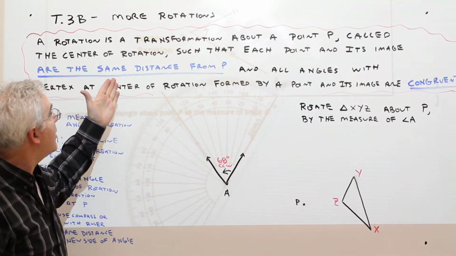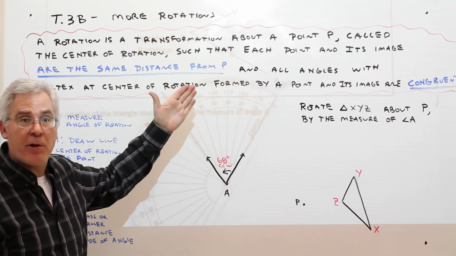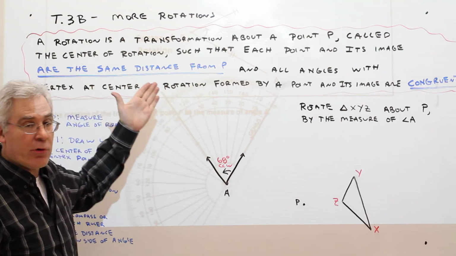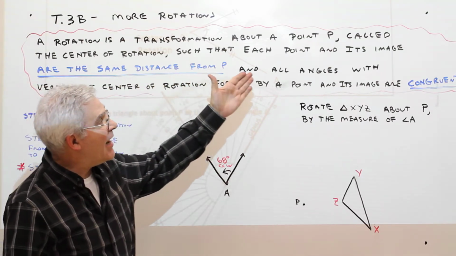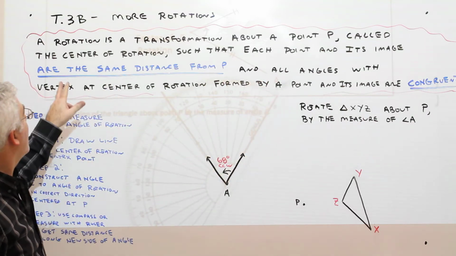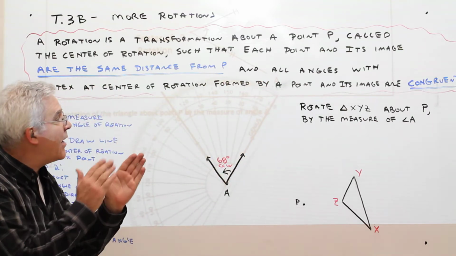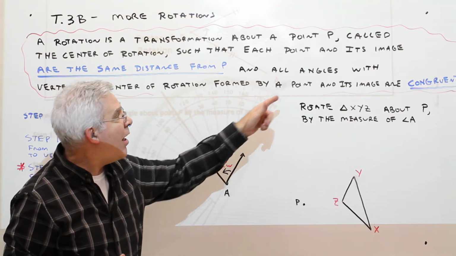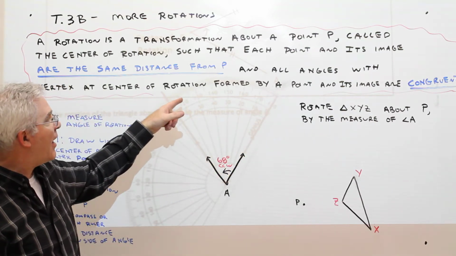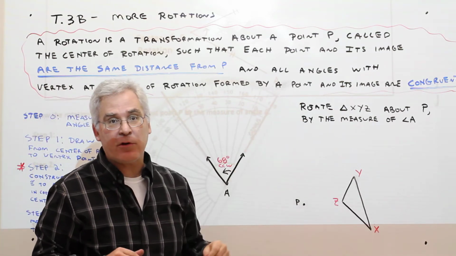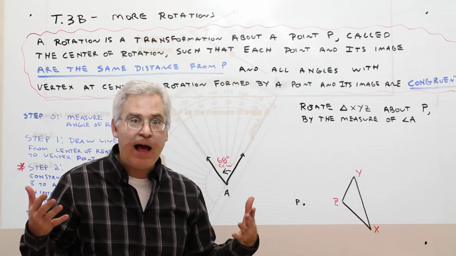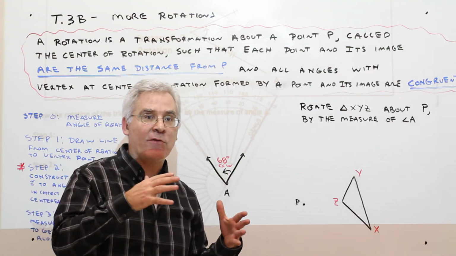A rotation is a transformation about a point P called the center of rotation such that each point and its image are the same distance from P and all angles with vertex at the center of rotation formed by a point and its image are congruent. Whoa, that's a lot. It won't mean anything until we actually do it.